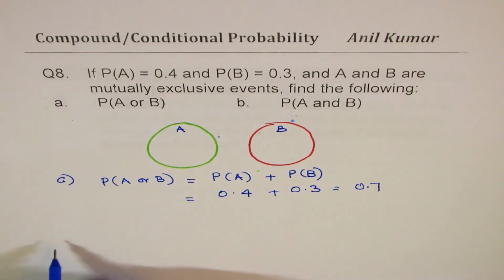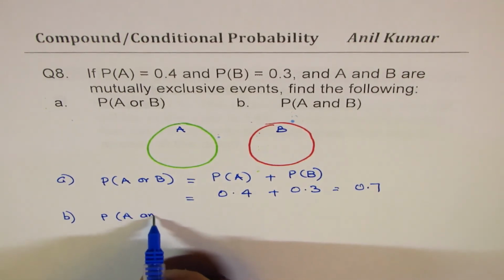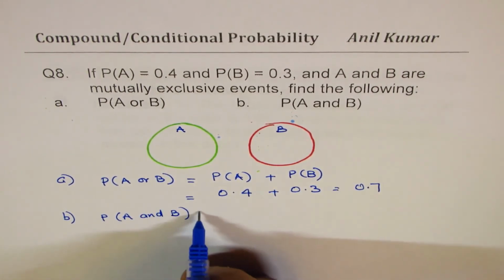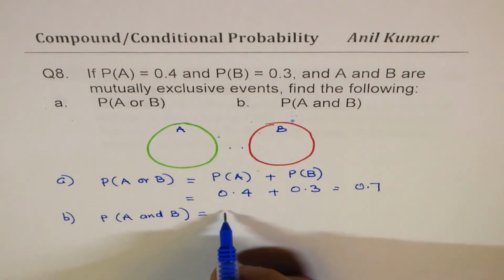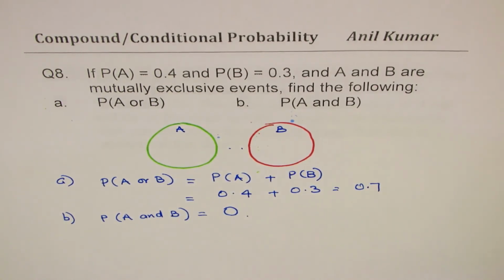So that is part A. For part B, probability of A and B: there's nothing common, so it is 0. So that is how you could answer this question. It is more to understand the concept of mutually exclusive events.